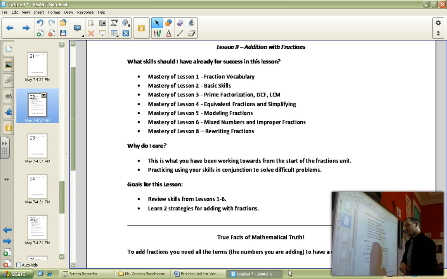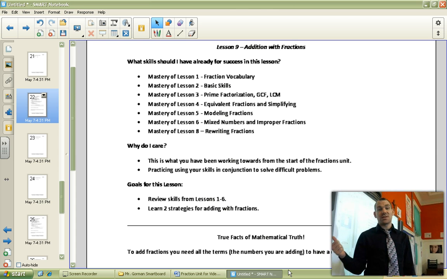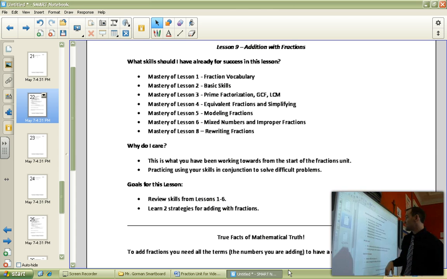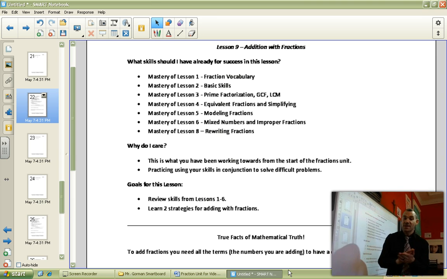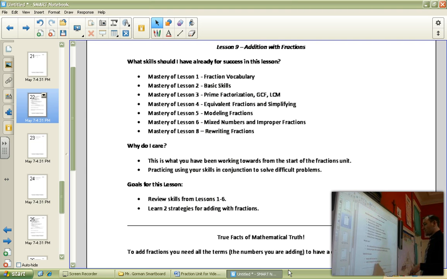Okay. Goals for this lesson, we're going to try to review all of those skills. So I'm going to be repeating how to do all of those things like prime factorization, greatest common factor, least common multiple, equivalent fractions and simplifying, modeling your fractions, mixed numbers and improper fractions, rewriting your fractions. Okay? Because of that, this is going to be a fairly long video. All right? But we'll be just fine, I promise. We'll try not to make it too horribly long.